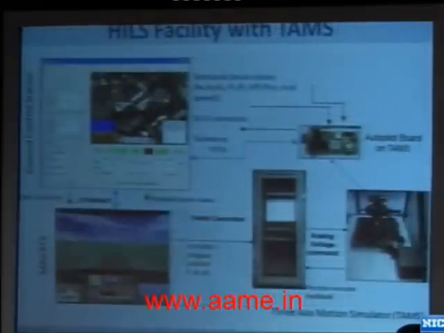And as I said, this is the HILS facility we set up at ADE. We have a portable ground control station integrated to the simulator and to the three-axis motion simulator.